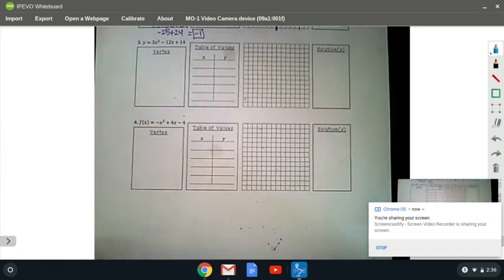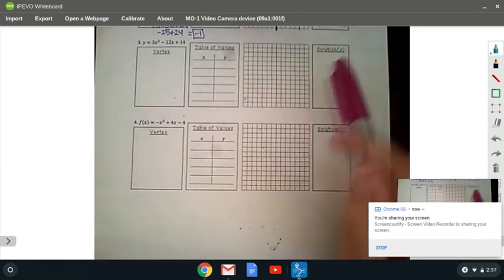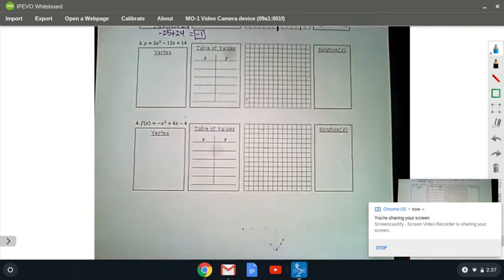Hello, everyone. So picking up where we left off last class, I want to go over how we would first start to graph this quadratic from standard form, and then how we would identify the solutions, okay?